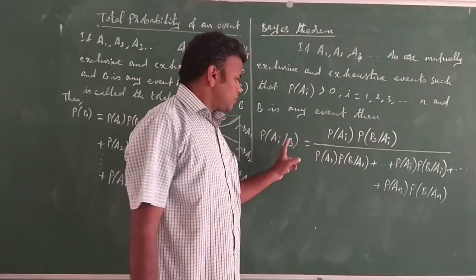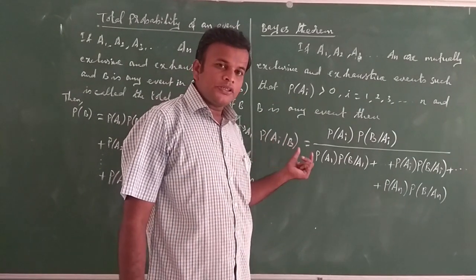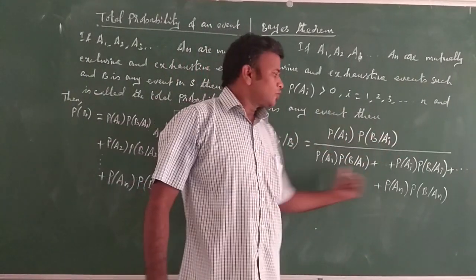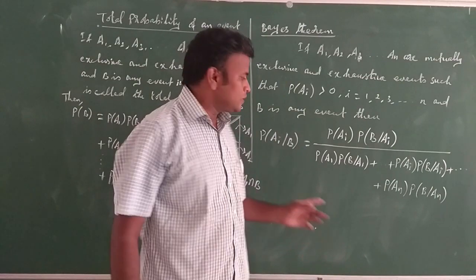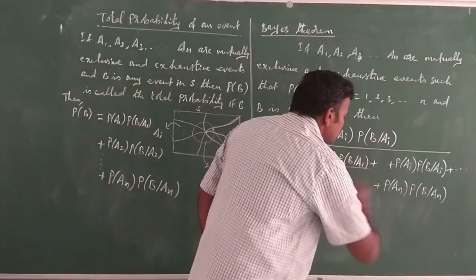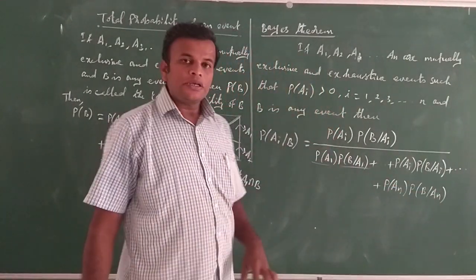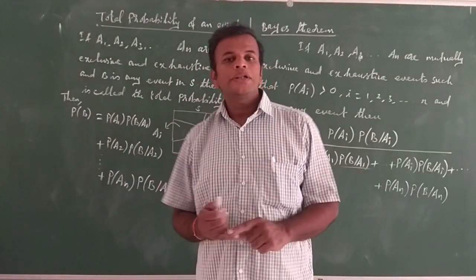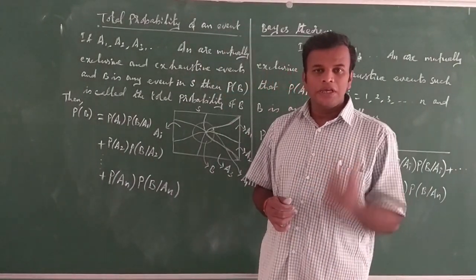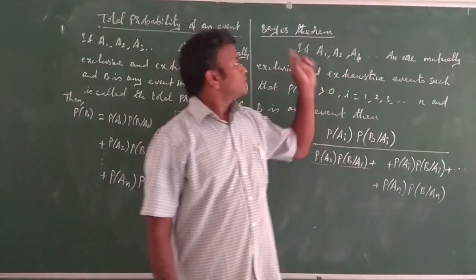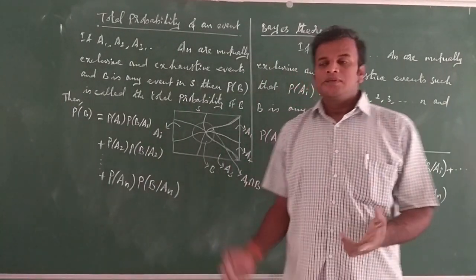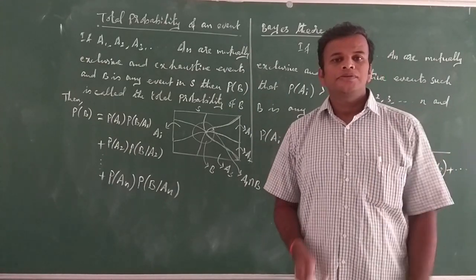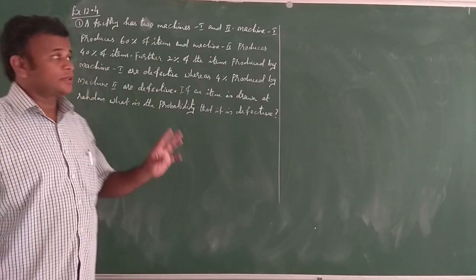Okay, P of A by B, whose formula is P of Ai into P of B by Ai, divided by the total probability, which is nothing but P of B. The whole denominator is nothing but P of B. So now we see there are two formulas. One is the total probability, and the other one is using the Bayes theorem. These two formulas are very important in the following problems. Okay, now we see the first one.